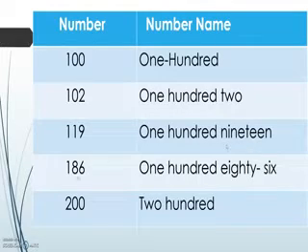To write 186, you have to write one hundred, then you know the number name of 86. So, 86. Understood? Now look at 200. What is the number name of 200? Two hundred.